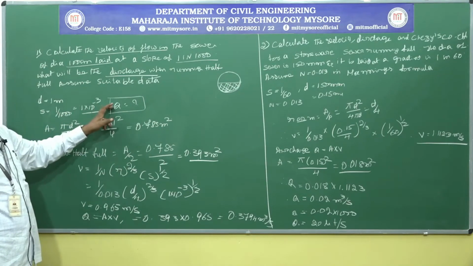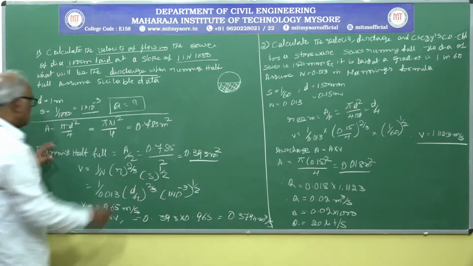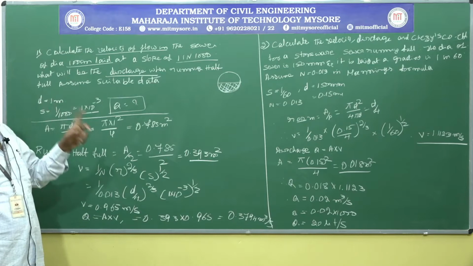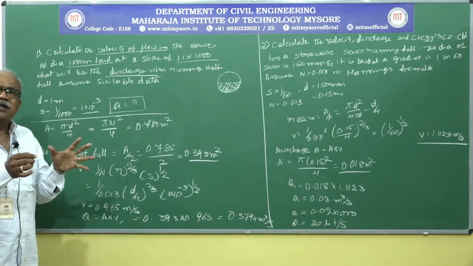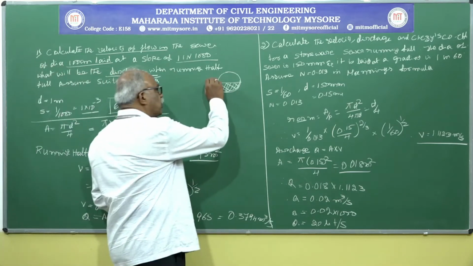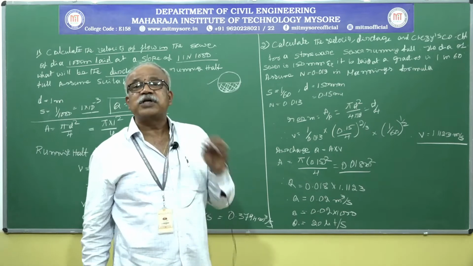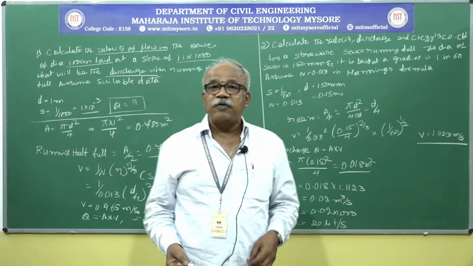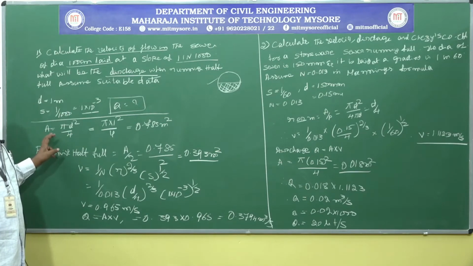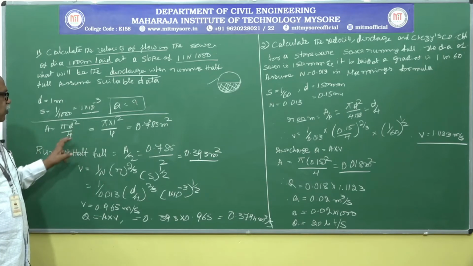So, how to start this problem? After writing all the data, we know the diameter, 1 meter is given. How to calculate the area? First, we have to calculate the area because the conduit is circular in nature. For circular conduits, the area is pi d square by 4. Substituting the data given in the problem, A equals pi into 1 square divided by 4.